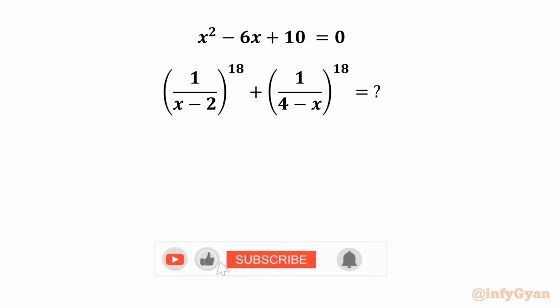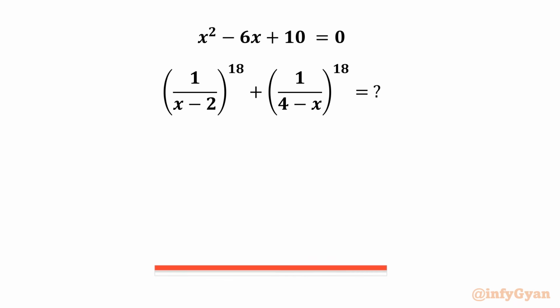Today in this video we are going to solve one very interesting and challenging question from algebra. We have to evaluate (1/(x-2))^18 + (1/(4-x))^18 if x² - 6x + 10 = 0. So let's get started by considering the required expression equal to E first.